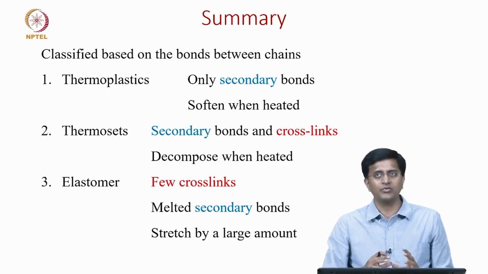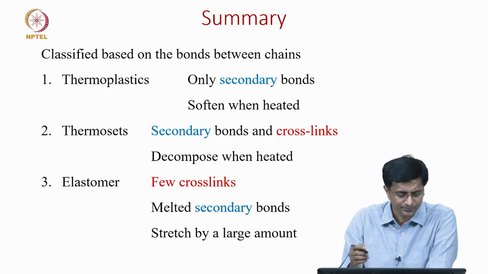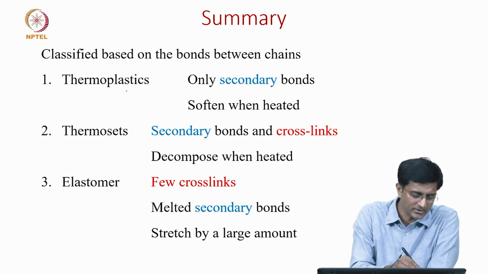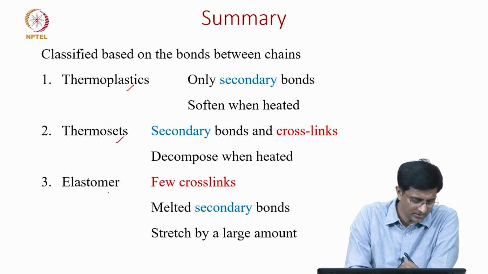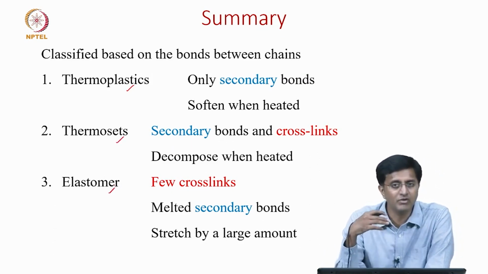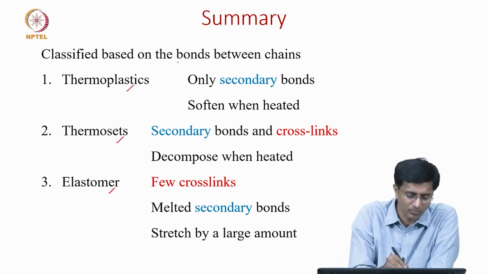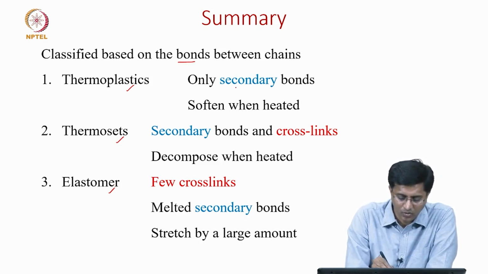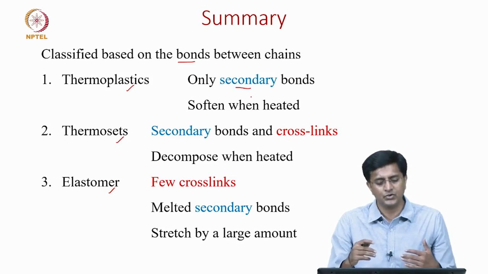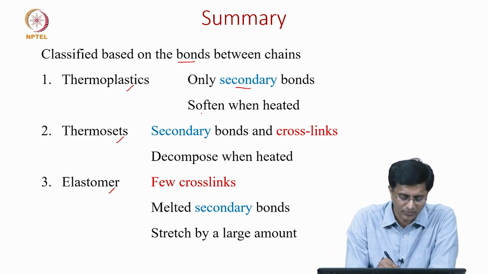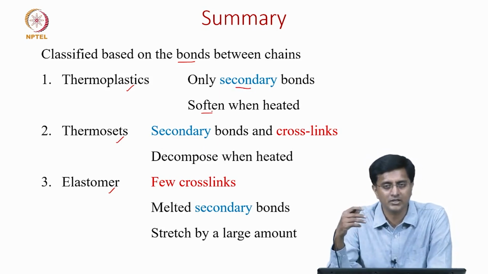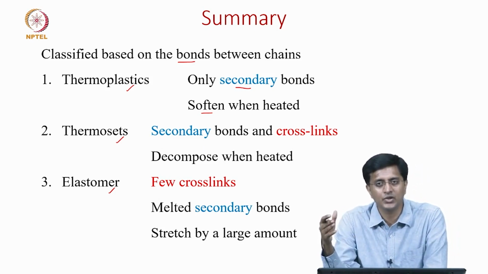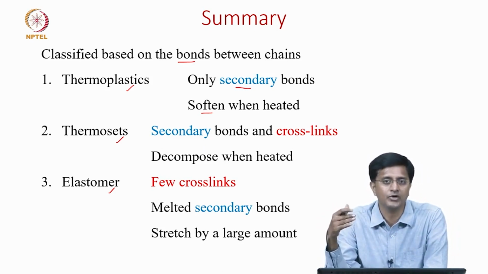So, let us summarize what we have discussed in this video. We have classified common polymers as thermoplastics, thermosets and elastomers, and the way we have classified these is based on the bonds. We started by saying that thermoplasts have only secondary bonds. So, when they are heated they soften and these are recyclable, meaning once you heat it, it turns into a viscous liquid and it can be again molded to a new shape.